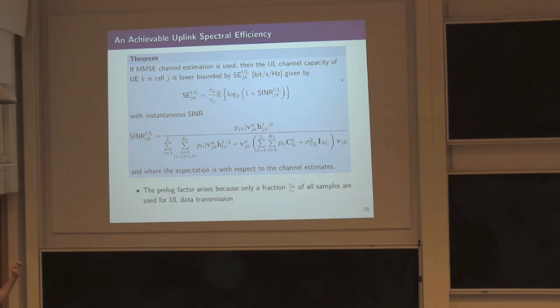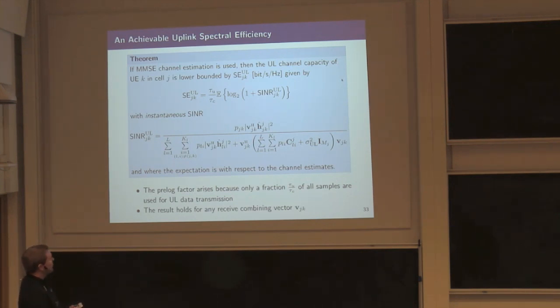So before the break, we got this expression. When you use MMSE channel estimation, the uplink channel capacity of a user K in cell J can be lower bounded by this expression, which contained an expectation over different channel realizations, different coherence blocks, of a log 2 of 1 plus an SINR expression, which is a random quantity that changes with our channel estimates in different coherence blocks. And this is something that applies for any choice of my combining vectors.